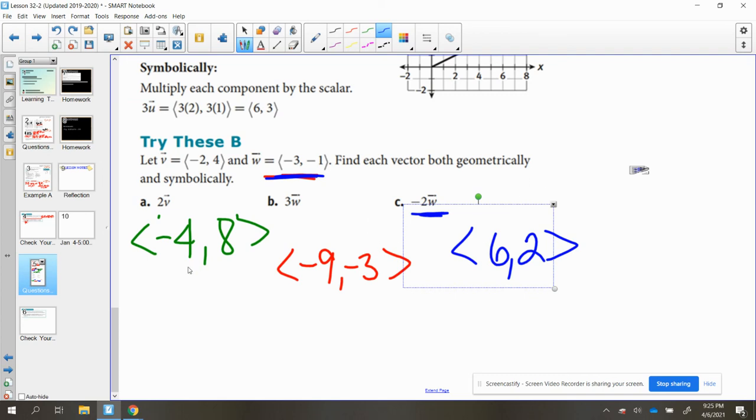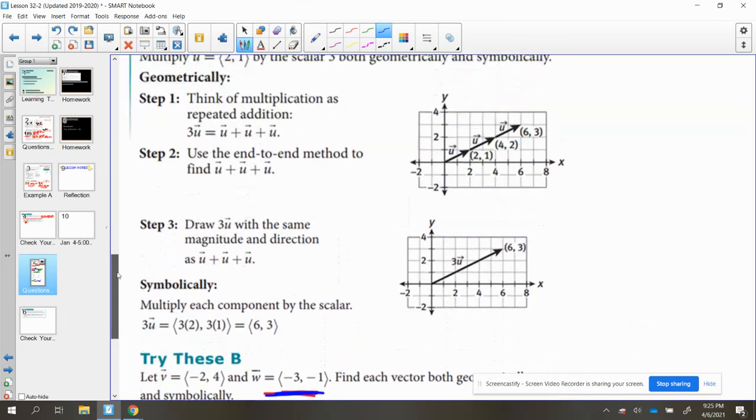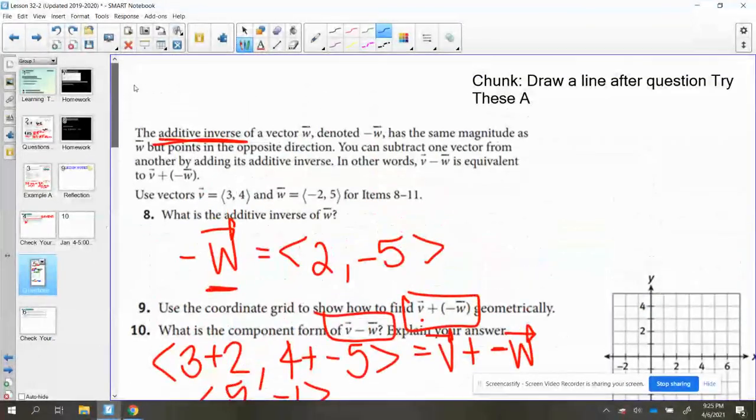Okay, so that's all we have so far with our vector operations. We will definitely be working more with addition, subtraction, and scalar multiplication moving forward.